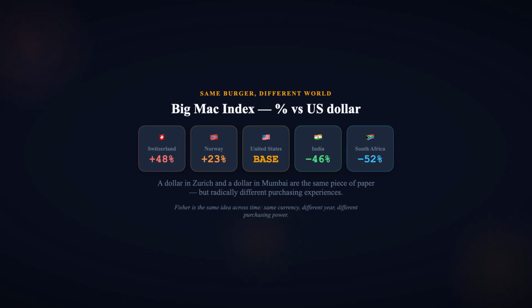This connects directly to Fisher. Inflation is the domestic version of the same idea. Same currency, different year, different purchasing power. The Big Mac map shows the gap across countries at one moment in time. The Fisher equation shows the gap across years in one country. Both are asking, what can your money actually buy?